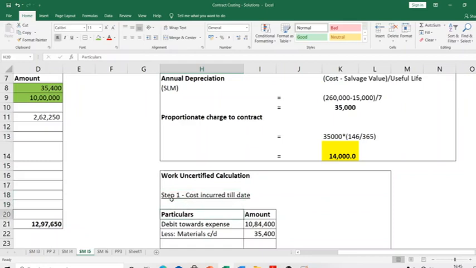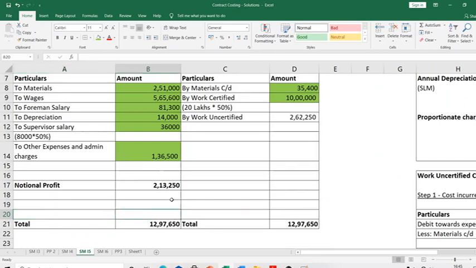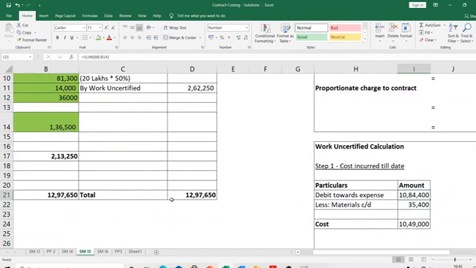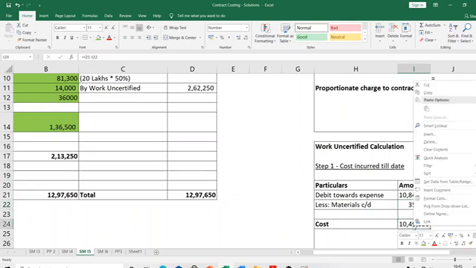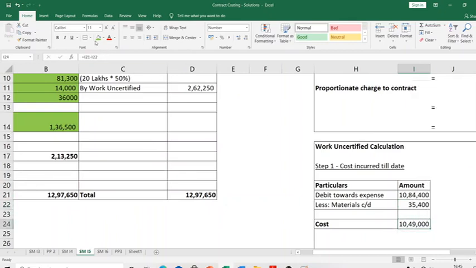Very simple. I see what are all the debits in my P&L account. I take all of these debits here. I total that up and I say my debits is 10,84,400. All the debits. I can't say that is my complete cost because some of the cost I'm removing, so less materials carried down. So I get 10,49,000. This 10,49,000 is the cost I've incurred till date. What do I mean by cost incurred till date? From 1st April to 31st of December.